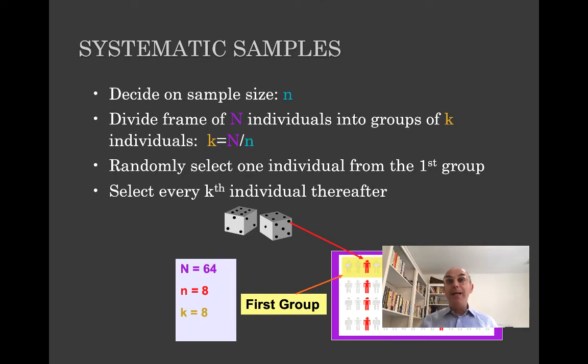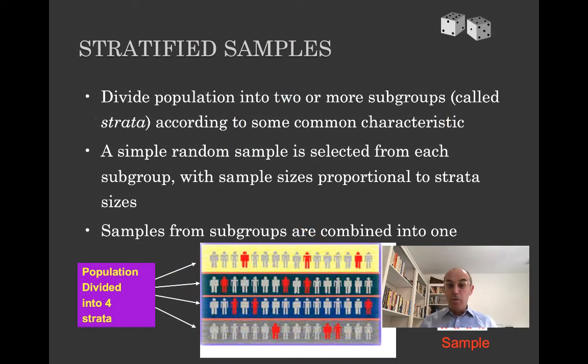Systematic is basically we decide on the sample size, which is n, lowercase n, and we divide the frame of capital N individuals into groups of k, where k equals capital N divided by n, in order for us to select how we're going to do that and how we apply that. So it is very systematic and has a methodology that we need to follow.